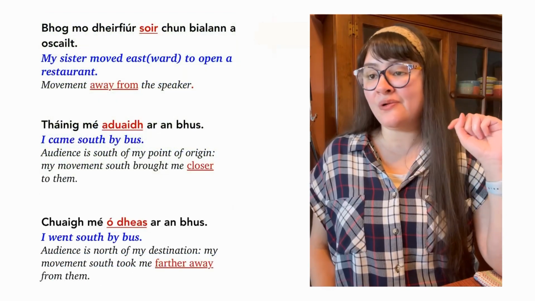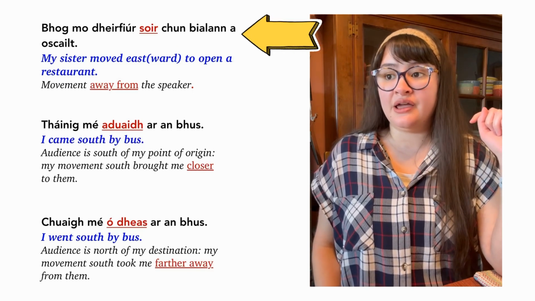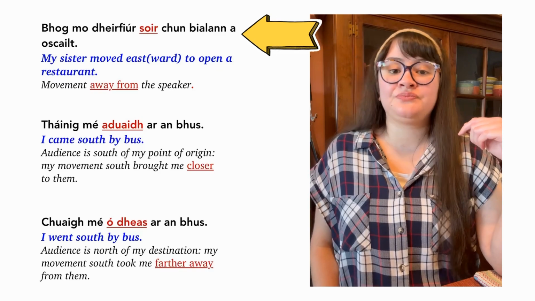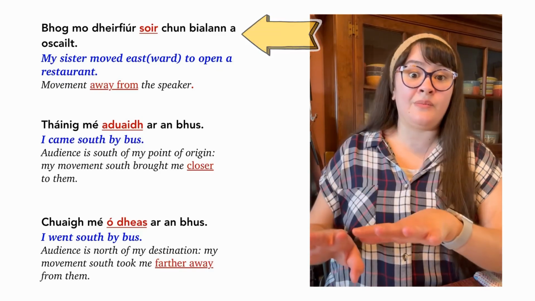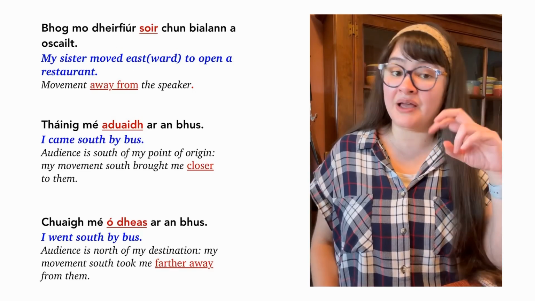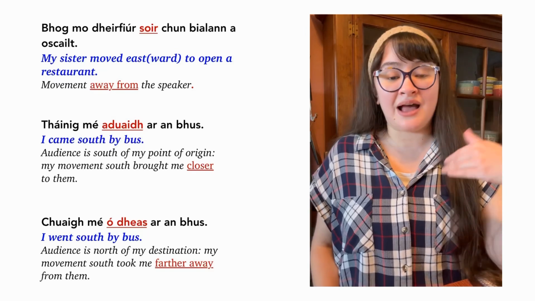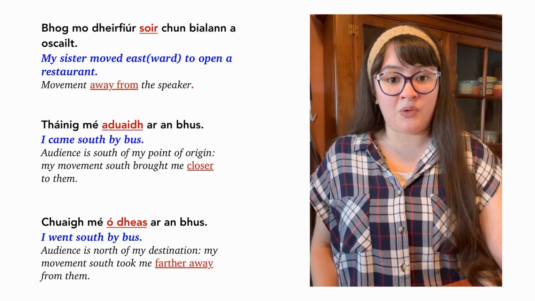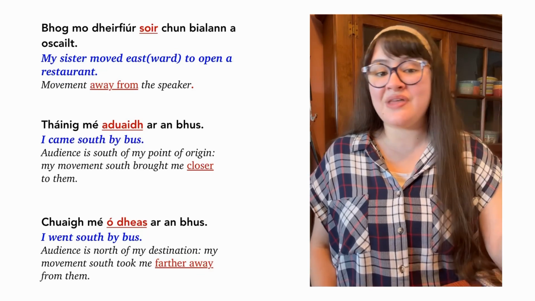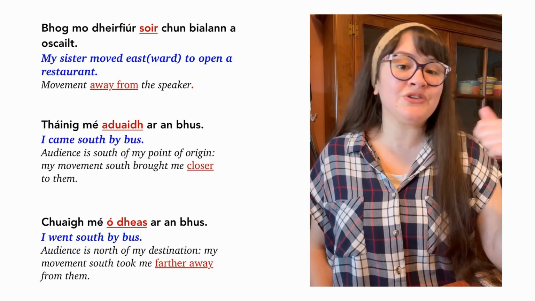The next example, Wog Mayefer She hun Bielen a Oscoch. My sister moved eastward to open a restaurant. This describes movement away from me, away from the speaker. We can assume from the context that my sister used to live in the same general area as I do now, but at some point she moved away from me toward the east. So the adverb starting with an S in this case, she, is the best choice.